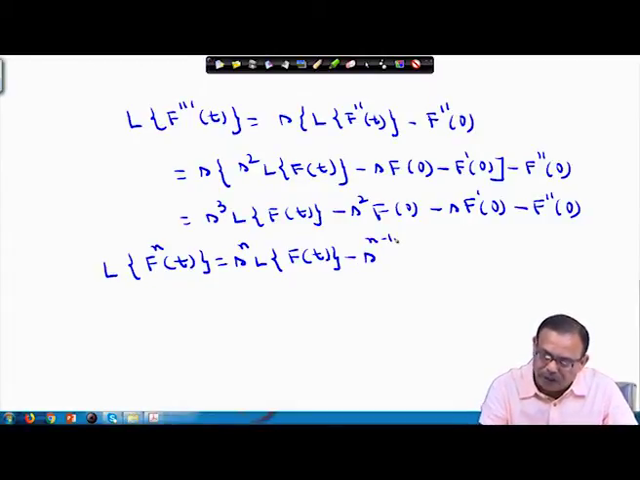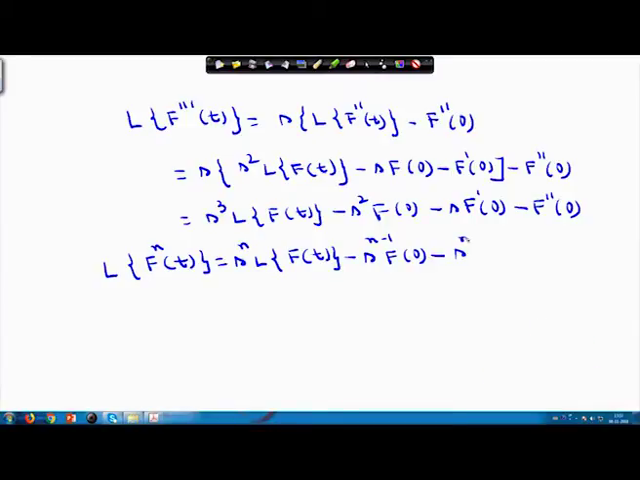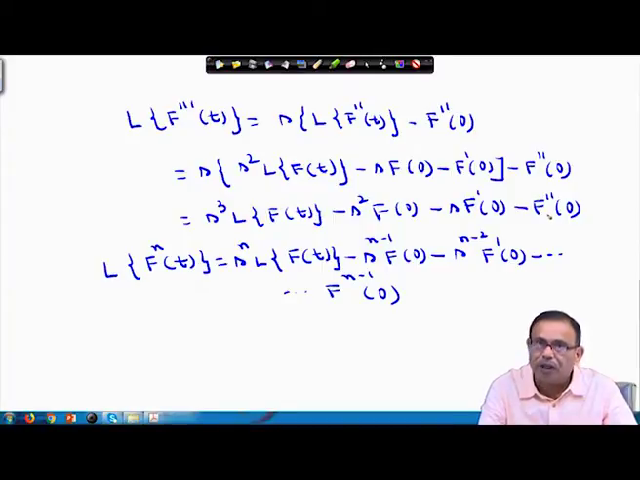So, it will be (n−1) f(0) minus s^(n−2) f'(0). Like this it will proceed, and ultimately the last term you will get is f^(n−1)(0). Here, when it was 3, you were getting f''(0), so that here you will obtain f^(n−1)(0). So, the Laplace transform of f^(n)(t) also we can find out this way if the derivatives are known to us.